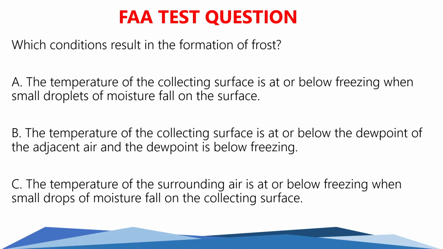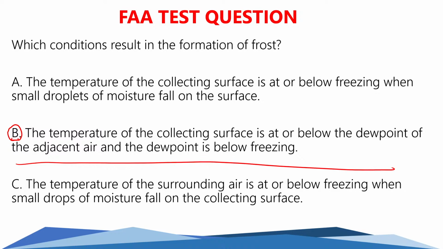All right, going back to the test question here. Let's go ahead and take a look at it. We got 14% with A, 57% with B, and 28% with C. So it looks like the majority of the class has it, not necessarily a lot of people, but B is the correct answer. The temperature of the collecting surface is at or below the dew point of the adjacent air, and the dew point is below freezing. So the way that we look at frost is that frost forms pretty much in the same way as dew. The difference is that the dew point of the surrounding air must be colder than freezing.